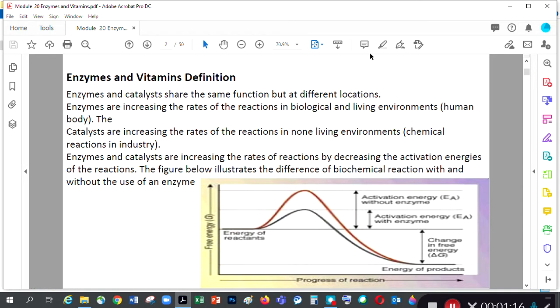If you look at this curve here, the red one is without using any enzyme or catalyst. But when we want to increase the rate of the reaction or the rate of the enzyme activity, we add the enzyme or the catalyst, which will decrease the activation energy. This small one here is the activation energy being reduced when the catalyst or enzyme is used.